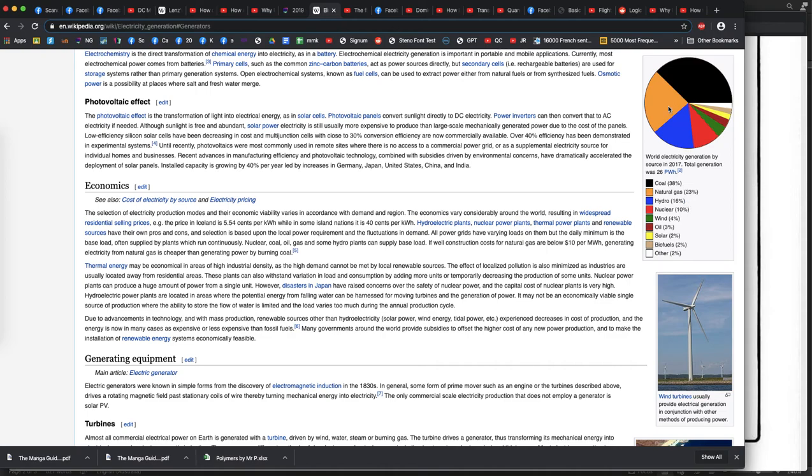Yeah, it's almost exactly 1/6 is coming from hydro, right? So hydro is pretty common. A lot of people are upset with hydro.